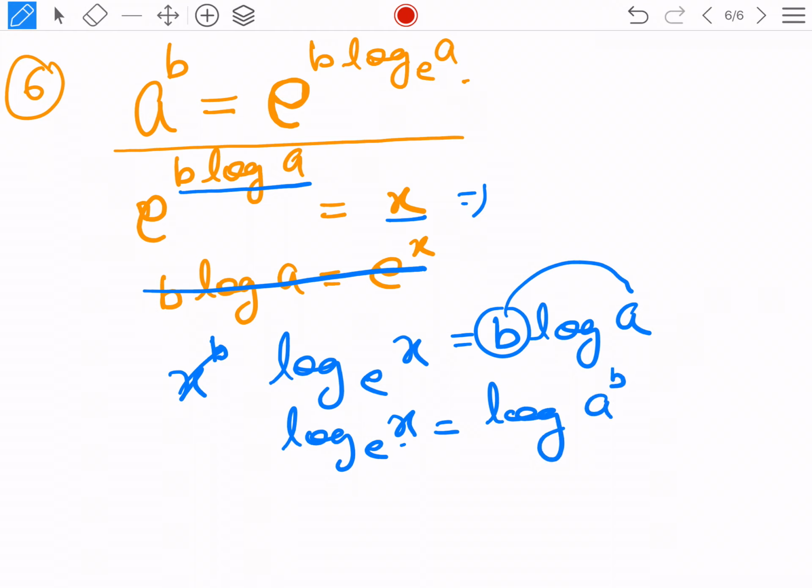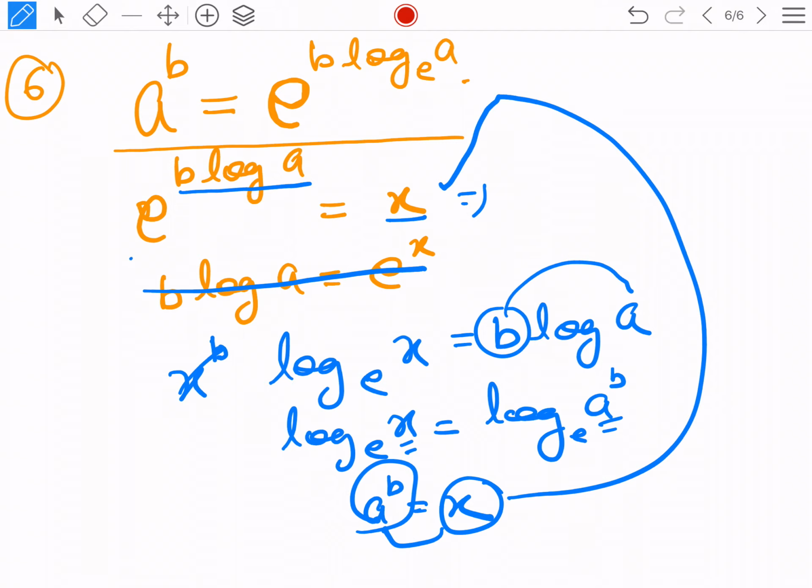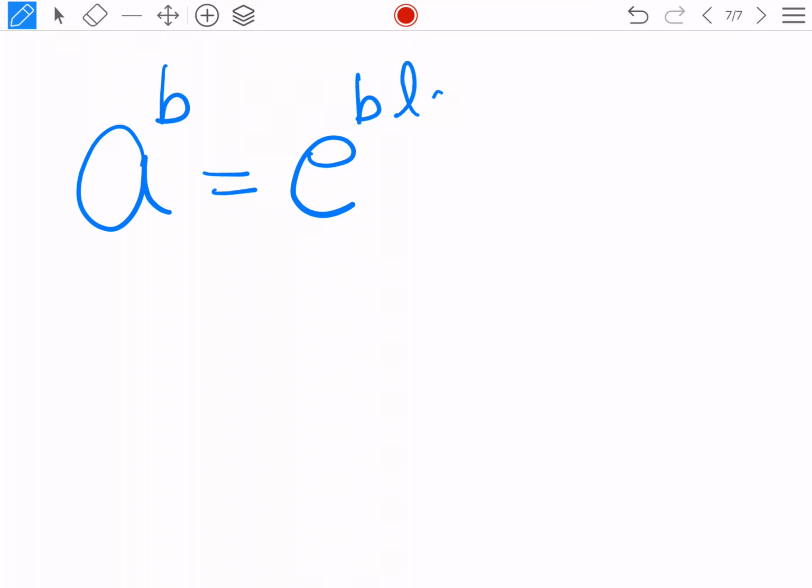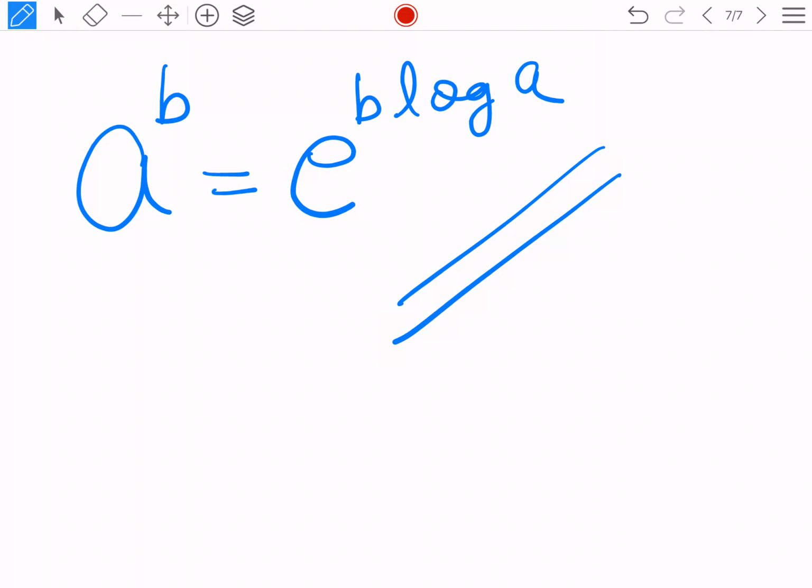So now when we compare, it implies a to the power of b is equal to x. So x is equal to a to the power of b, and x is also equal to e to the power of b log a. So students, this formula we will use so many times: a to the power of b can always be written as e power b log a, and it is important for so many differentiation questions of functions.